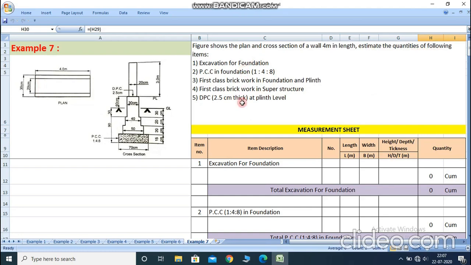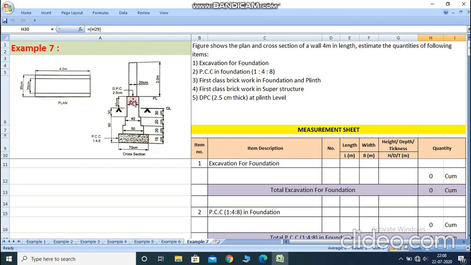Here 5 items are calculated in this example. First is the excavation for foundation, second is PCC in foundation, and third is first class brickwork in foundation and plinth, then first class brickwork in superstructure, and the last one is a DPC 2.5 centimeter thick at plinth level. In this figure, see this point, DPC is provided. First class brickwork in superstructure means from the plinth level to 3 meter height.